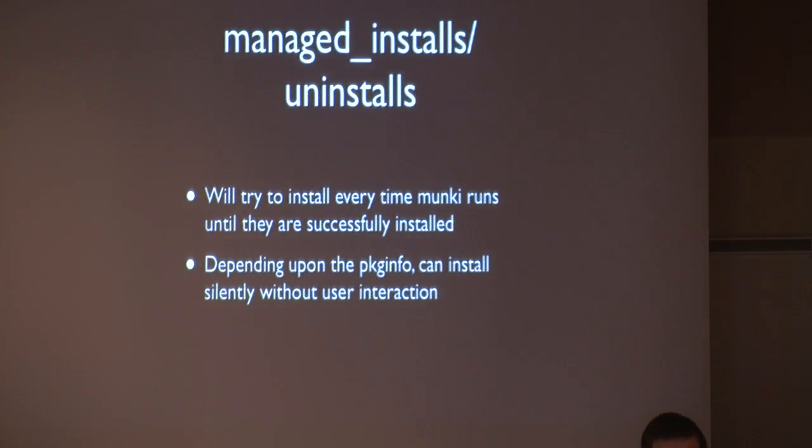Managed installs and uninstalls. These are the bread and butter of Munki right here. This is things that you want to be installed at all costs. So basically you say, I want Firefox to be on this machine, and Munki will make sure it happens. It'll install Firefox and it'll be there. Managed uninstall is the exact opposite. You don't want it to be on there, Munki will remove it. So if they reinstall something that you've had removed, Munki will keep removing it. Eventually they'll give up, I assume, but if you don't want something on there, that's how you get rid of it.